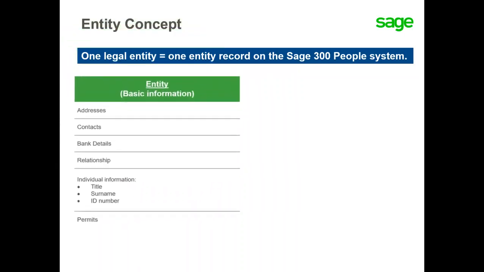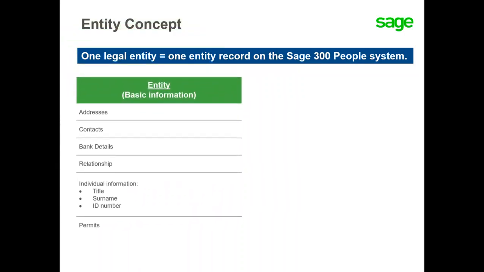The entity record contains information such as personal details, addresses, contact details, banking details, and the relationship to other entities in the Sage 300 People system. This means that once the entity record is created, information does not have to be duplicated when the same entity is employed by a different employer in the Sage 300 People system.